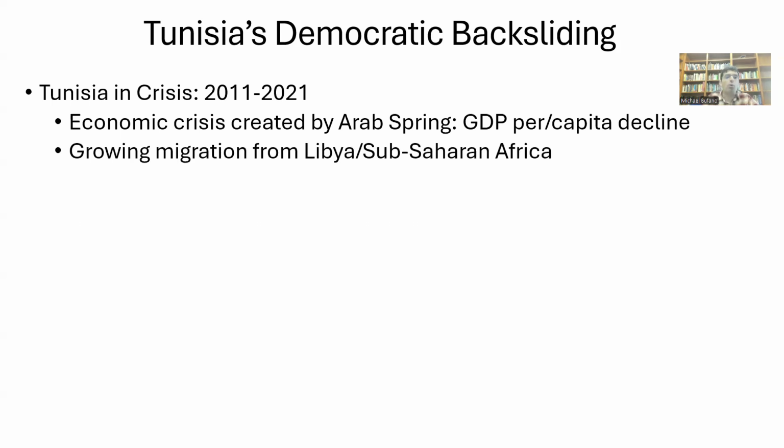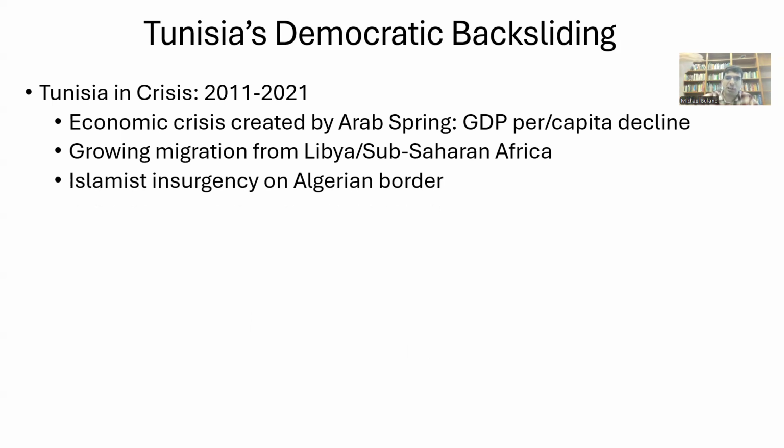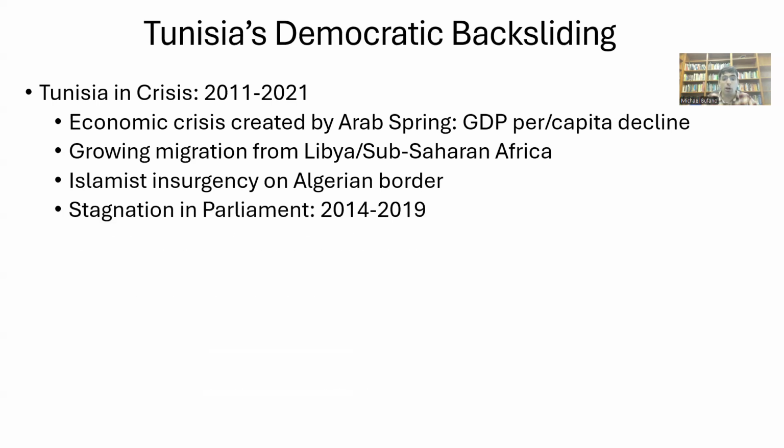The economy would grow worse. Migration from Libya and sub-Saharan Africa would grow worse. On top of that, there would be an Islamist insurgency on their border with Algeria that would become problematic. All these problems would build in this new young democracy. And despite some of the positive reforms after 2014, the fact was that the new parliament had so many problems dealing with the economic crisis.